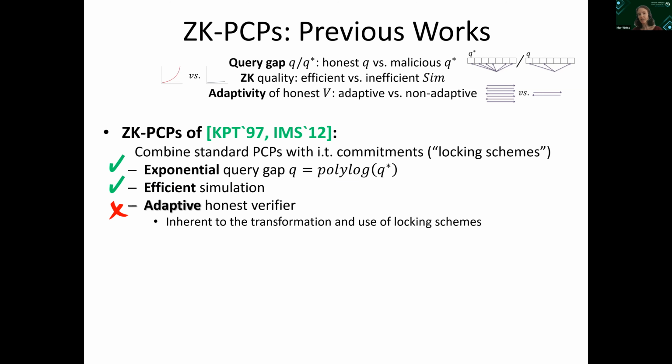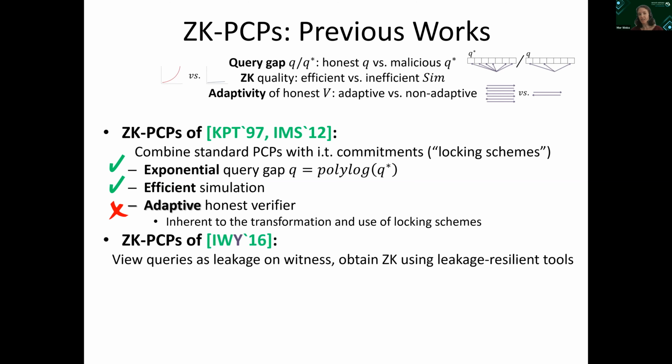So this means that to get soundness, the honest verifier has to make several rounds of queries to the proof. And the adaptivity is inherent because of two reasons. The first is this use of the locking schemes. These are commitments that have both information theoretic hiding and information theoretic binding. And to get these two properties together, the decommitment phase has to be interactive. So it means the verifier is adaptive. This is one source of adaptivity. The other source is the transformation itself, the way in which they combine these standard PCPs with the locking schemes.